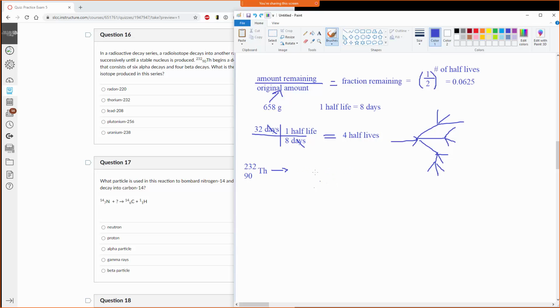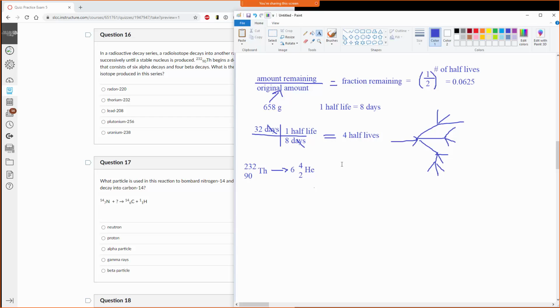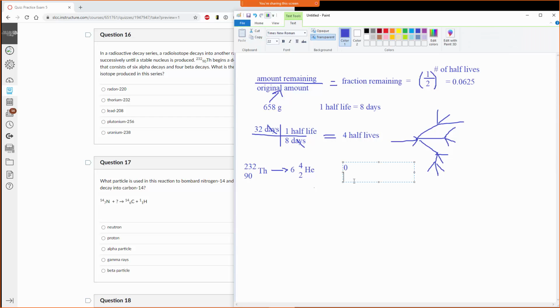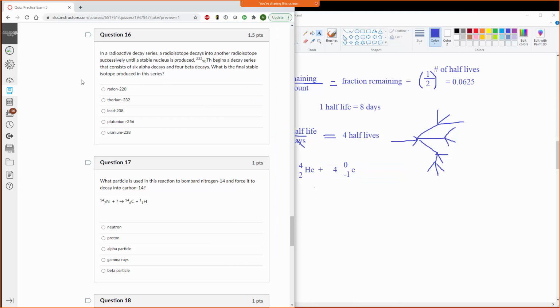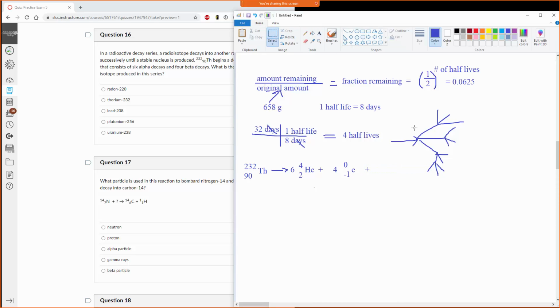You just have to say, okay, in the end, I'm going to have 6 alphas. 4, 2, He, 6 of those. And I'm going to have 4 beta decays. Okay, so a beta is a 0, -1. Right. All right. Excellent. And so after 6 alphas and 4 betas, what else do I get? The final stable isotope. This is the one that stops the decay process.